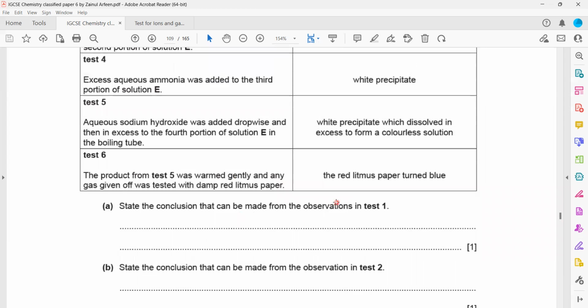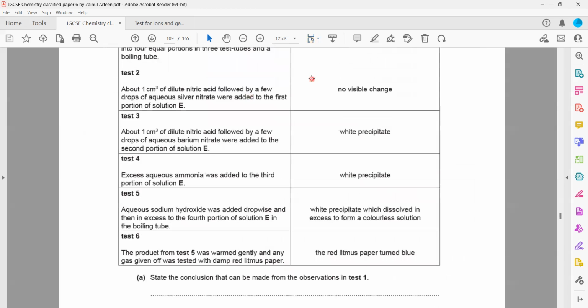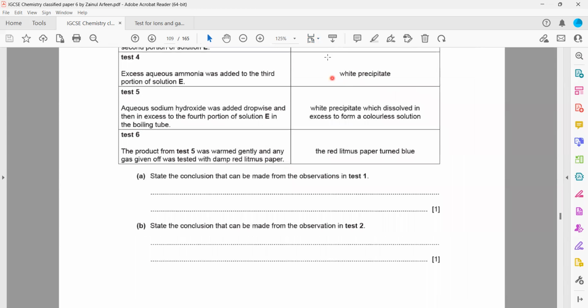State the conclusion that can be drawn from test 1. Hydrated salt. Because when we supply heat, it contains water of crystallization, so it is a hydrated salt. And the conclusion from test 2: no halide ions, because when we added nitric acid followed by silver nitrate there was no visible change or reaction. This gives an idea that there is no halide present.